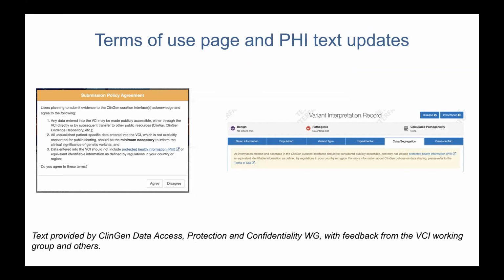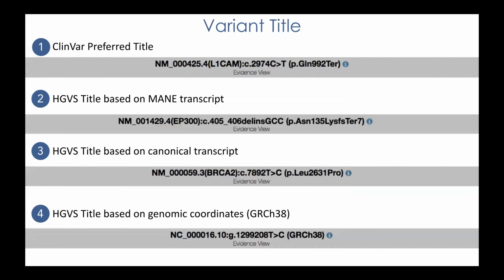The other thing we've done is we've updated our logic for naming variant titles. And so the ClinVar preferred title remains the most preferred title that we will show you within the VCI. However, if there is not a ClinVar preferred title, we will then search for and display the HGVS title based on the main transcript if available. If that's not available, we'll then display an HGVS title based on any canonical transcript that has been identified. And finally, if that's not available, we would then display a title based on genomic coordinates.